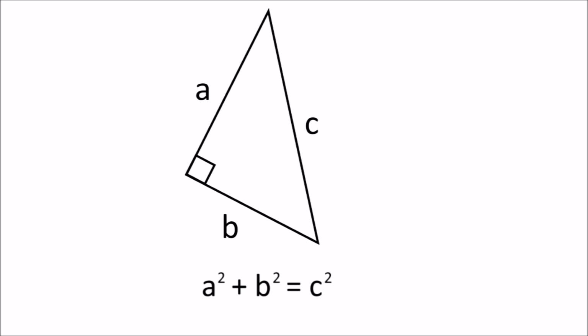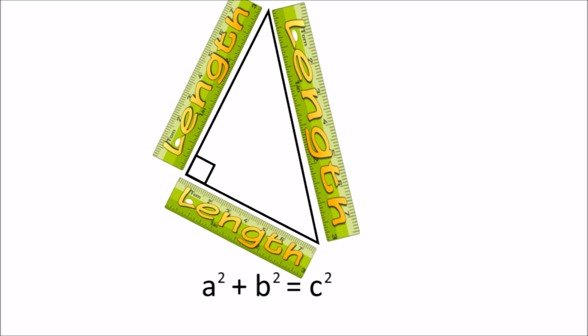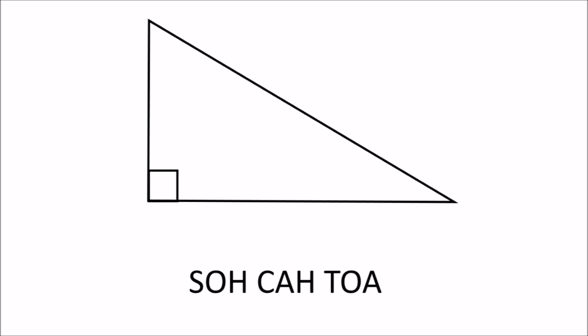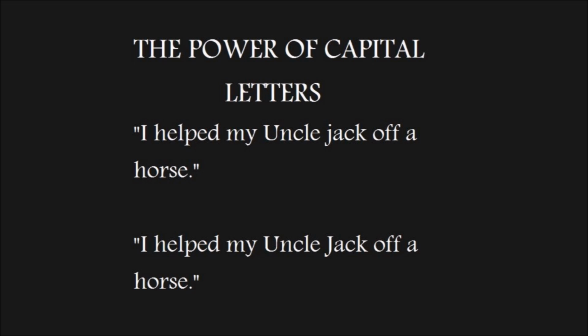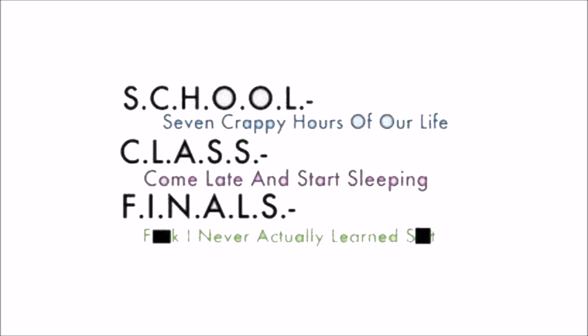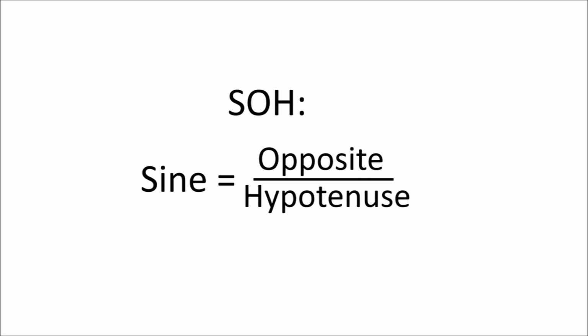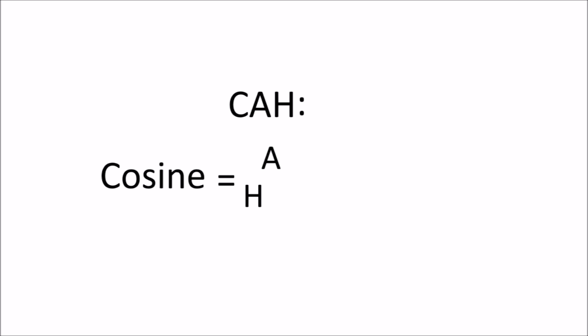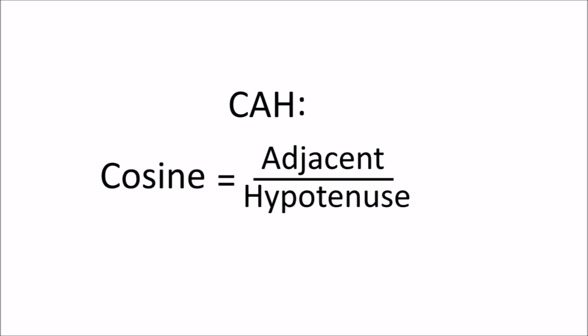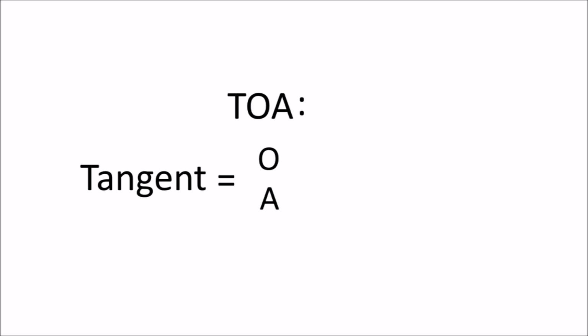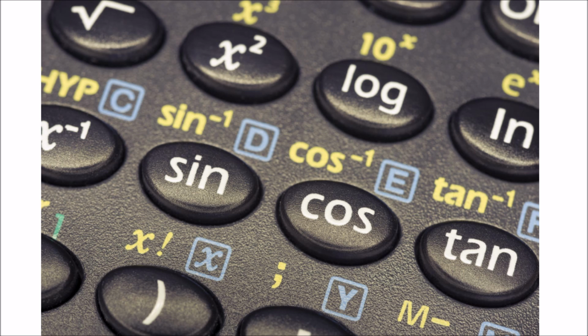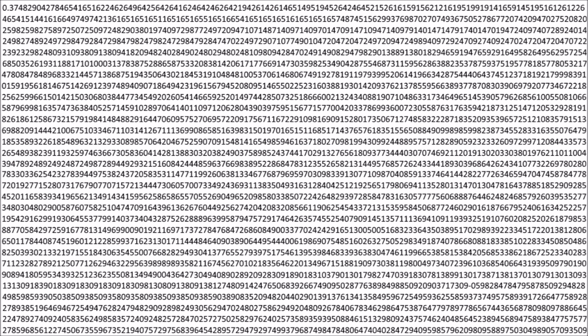Just like the previous equation can help you solve missing lengths of the triangle, this rule can help you find missing angles. Now, these aren't just some random capital letters. They stand for something. SO stands for sine equals opposite over hypotenuse. CA stands for cosine equals adjacent over hypotenuse. And TOA means tangent equals opposite over adjacent. When you enter sine, cos, or tan and a number in your calculator, this is what it essentially does, and that's why it appears to give a random decimal number, because fractions are weird.